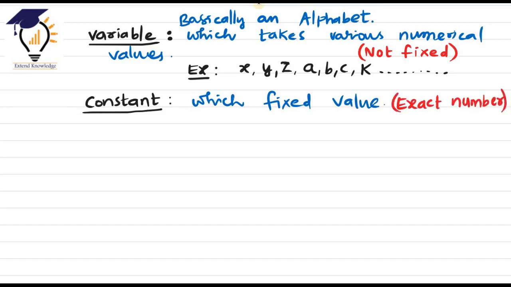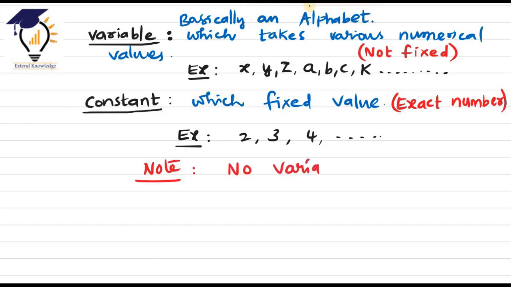Let me show with an example. 2 is a number, 3 is a number, 4 is a number, and so on. So all the numbers are constants. One thing you must know is that you don't see any variable along with a constant term.